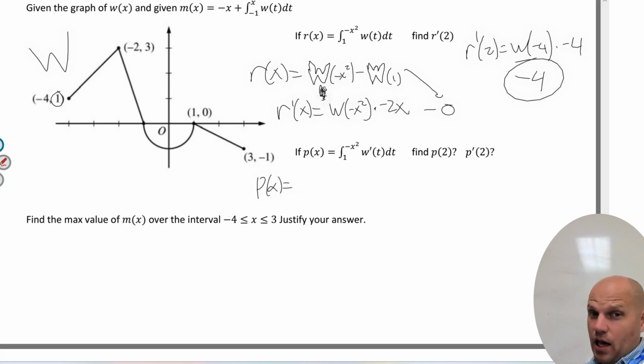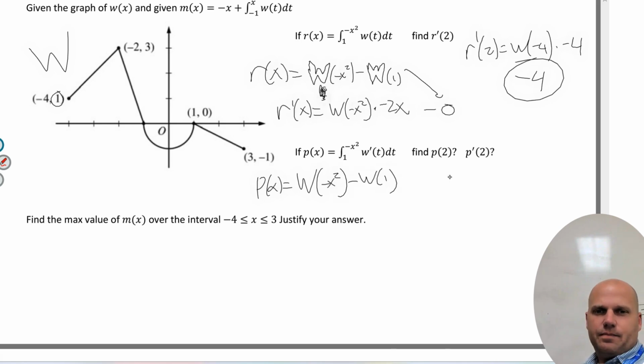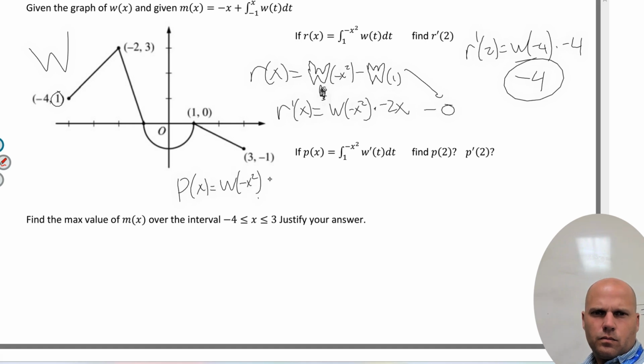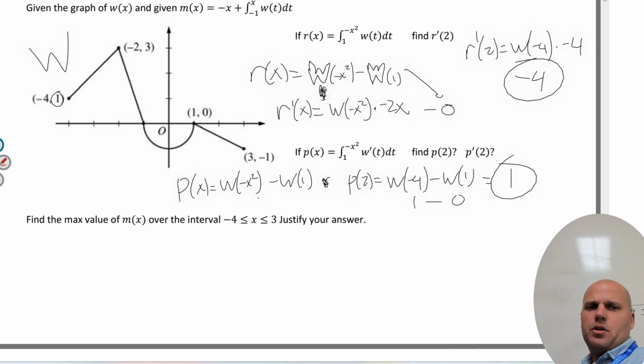Okay, so P is regular W of -x squared minus regular W of 1. Take the antiderivative, displacement of the antiderivative, displacement of the position, accumulates your derivative. That's the idea. Okay, well, that means P of 2 would equal regular W of -4 minus regular W of 1. Regular W of -4 is 1. Regular W of 1 is 0. So this answer is 1. Or what's the displacement of W from 1 to -4? We increase 1.